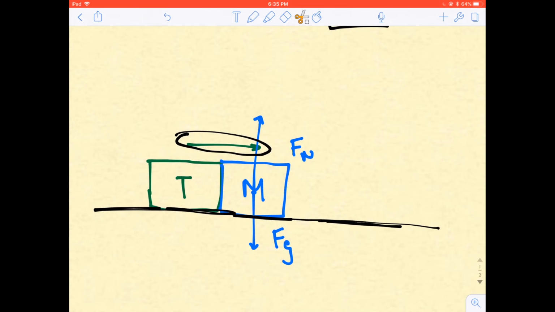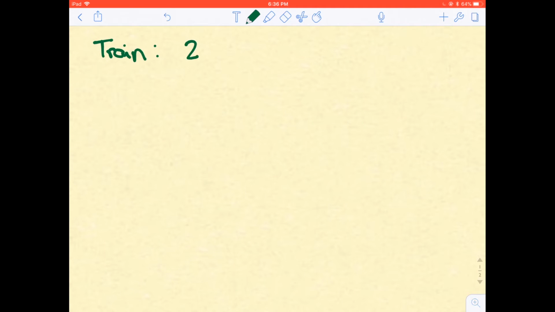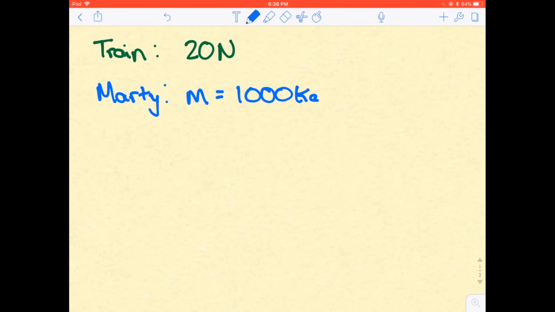So, let's shift this up here. Whenever I do a problem, I always like to extract the relevant information within it. So, the train, the only important part is that it's exerting a force of 20 newtons per second. That's all that's really useful. So now for Marty, we are given that the mass of the car is equal to 1,000 kilograms.